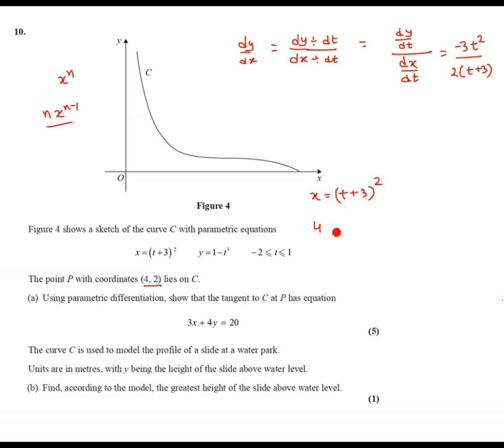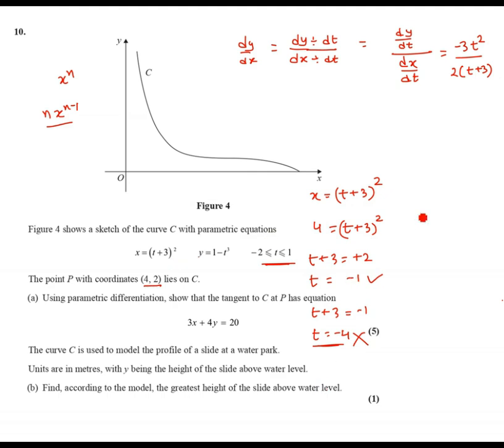So x is 4 equals (t plus 3) whole squared. So this will give you t plus 3 equals square root on both sides, which will give you plus 2 and minus 2. So if we say plus 2, then t will be minus 1. And if we say t plus 3 equals minus 2, then t will be minus 5. Now minus 5 is outside this domain, so we reject this one, we accept this one.